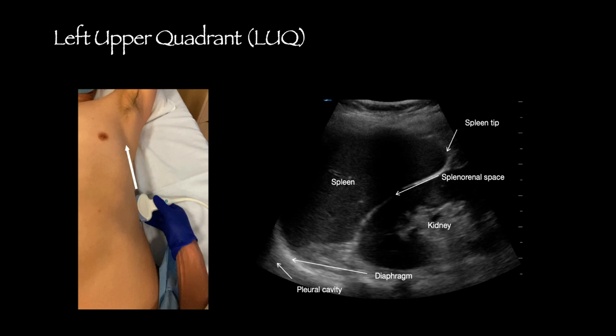We can see the diaphragm, therefore we can see some of the subdiaphragmatic space between the diaphragm and the spleen. We can see the splenorenal space, we can see the tip of the spleen. However, we're just missing the inferior pole of the kidney, so it would be important to move the probe slightly down in order to visualize this area as well.